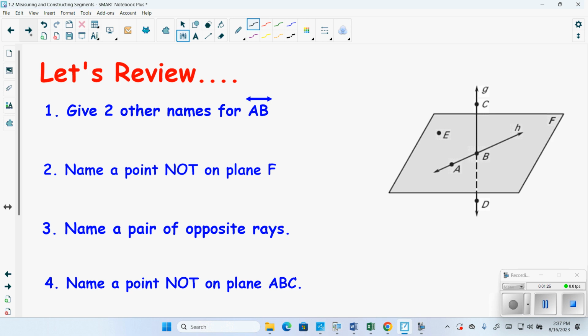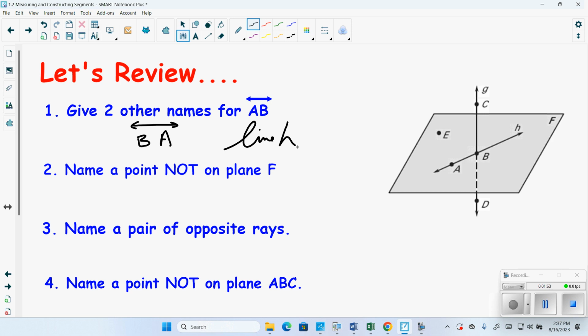All right, another review problem from section 1.1. Two other names for AB. I'm looking at the picture, and anytime I'm asking you for a line or a segment, you can always rewrite the same line or the same segment by switching the two letters. So line AB is the same as line BA. And I also see that there's a cursive letter next to the line, so that would be line H.